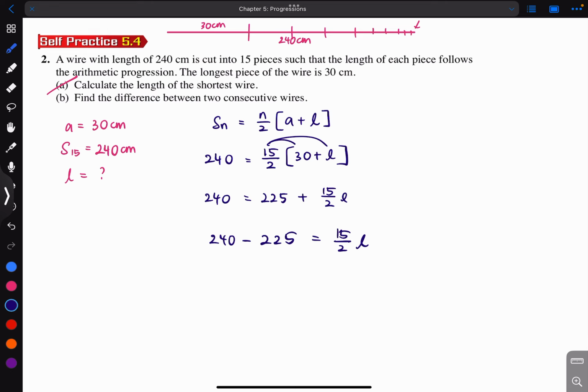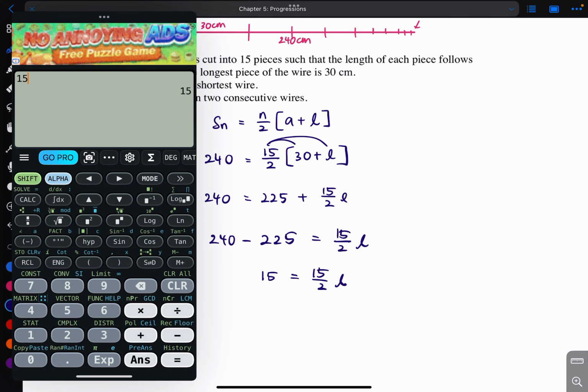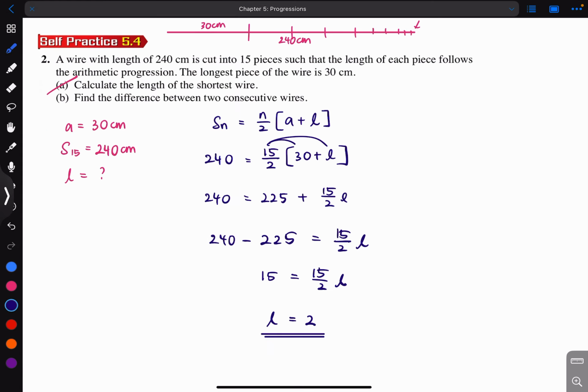And then this answer here would be 15 equals 15 over 2 l. So this one, if we bring it over this side, becomes divide, because this and this are related by times. So you bring over here, becomes divide. So 15 divide 15 over 2, you get 2. So here I can say l is 2. So this will be our shortest wire, 2 cm. Done.